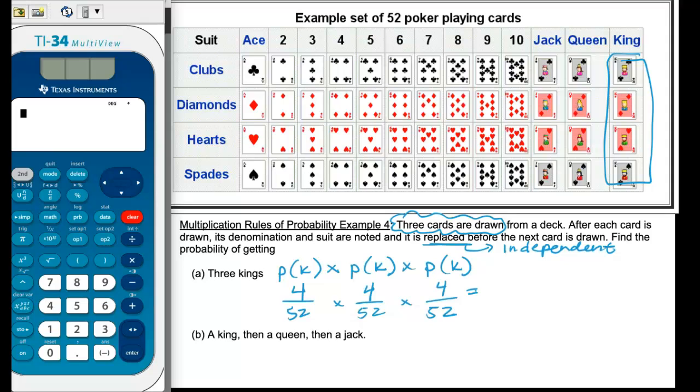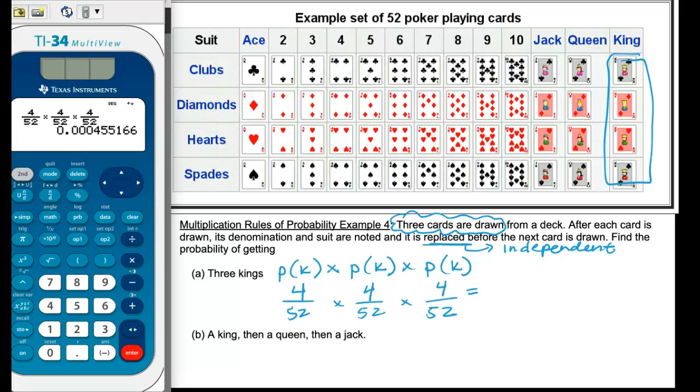This seems simple, but actually this is the step where you do have to be careful, depending on what calculator you have. If you have a TI-30X and you put in 4 out of 52 times itself, I'll do this one time just so you can see. If you enter it using the fraction button, 4 out of 52 times fraction 4 out of 52, and then hit enter, you'll get an answer. Your calculator will do it, but it's not going to be a fraction.